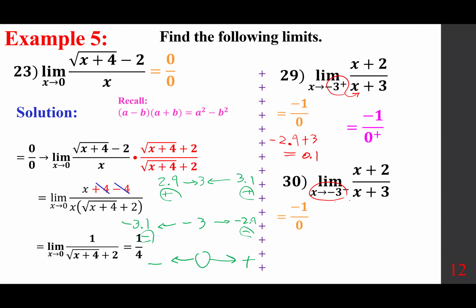Whereas here, negative 3 from the left, like negative 4 or negative 3.1, you only want the sign. Plus 3 makes it negative 0.1. So it is negative 1 over 0 from the left, which means we know both of them are infinity, but this one, negative over positive, is negative infinity, and negative over negative is positive infinity. That's how you figure out positive or negative infinity.